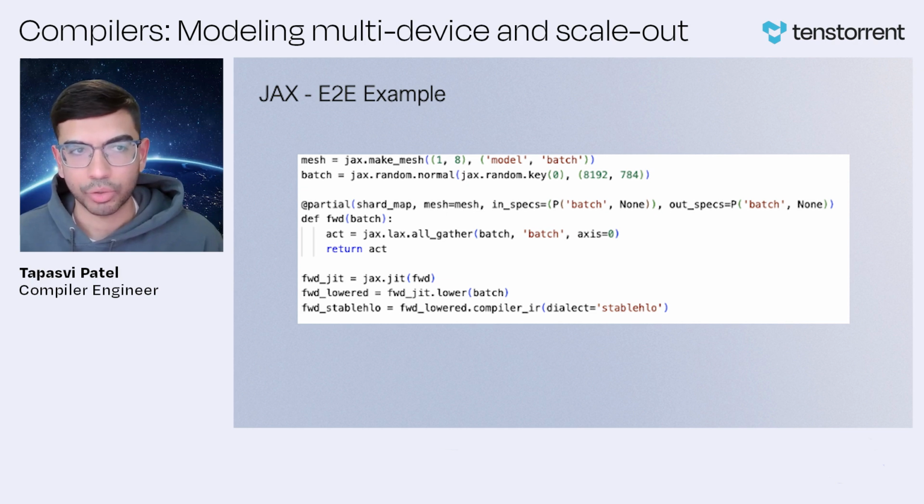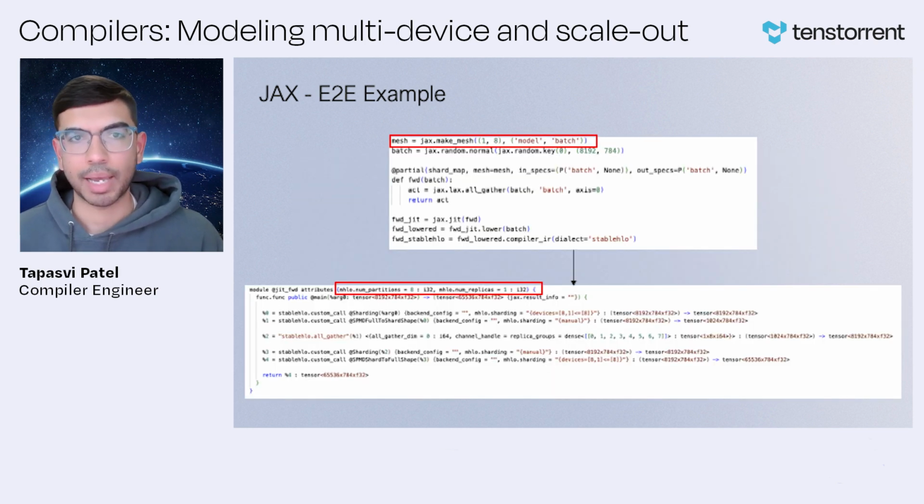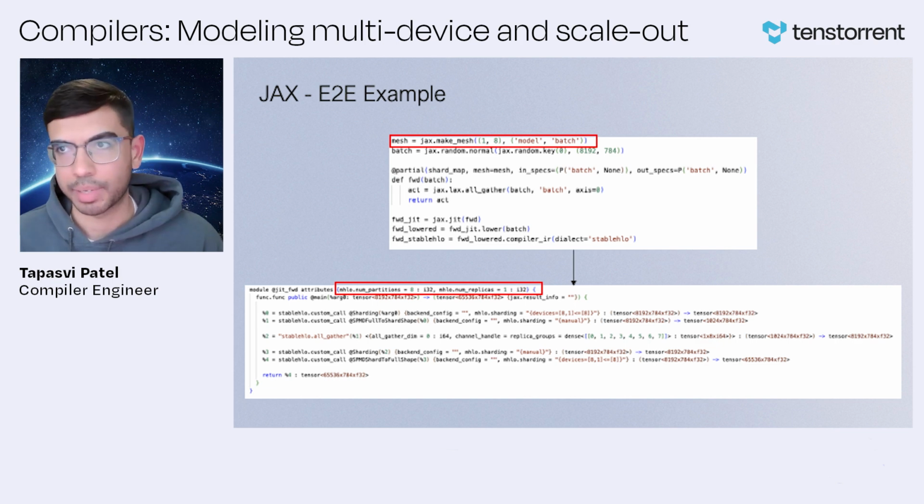We're going to create a tensor over here. It has a shape of 8192 by 784. And then we're going to use the shard map API that they have to JIT compile our model. So over here, what we do is we create the shard map, the mesh attributes, in specifications, out specifications, and the operations that we're actually executing in the model itself. So let's go step by step as to how different parts of this graph are being translated.